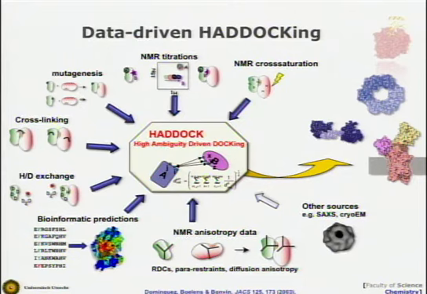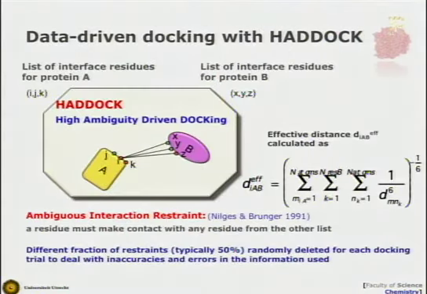So you see the experimental data are very diverse in their nature, and then we want to use this information in some kind of energy function that we're going to minimize to try to find a solution to the docking problem. So how do we encode this fuzzy information into some kind of energy function? And that's where the ambiguous interaction restraints part of HADDOCK is coming in.